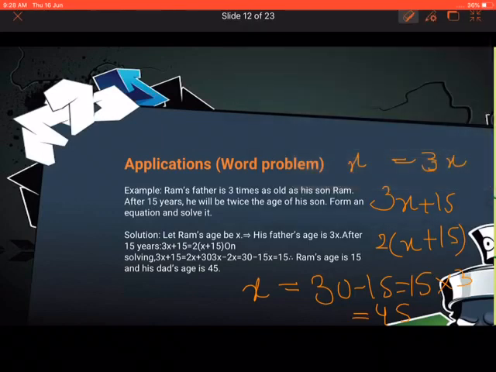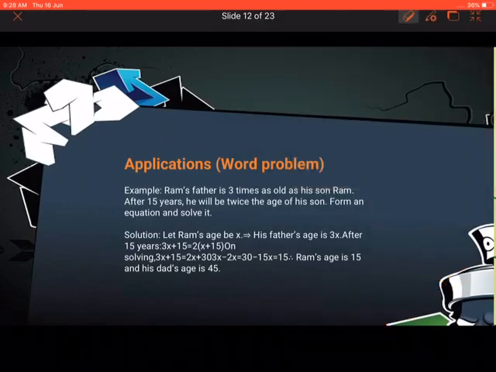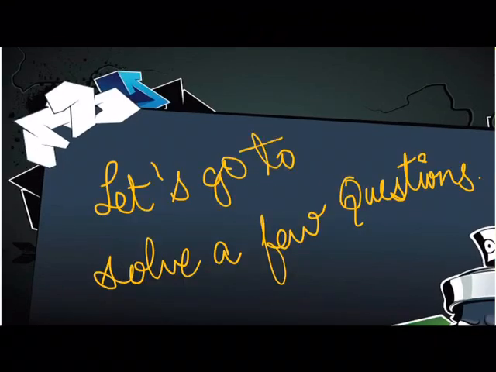If you didn't get that, you can pause the video, rewind, and check out how I solved it. The solutions are also given over here, and once you solve it, this is very easy. If you solve 1-2 questions this way, it will be very easy for you to solve more such questions, right? So if you try to solve it yourself 1-2 times, it will be much easier for you. Now it's time for us to solve a few questions.